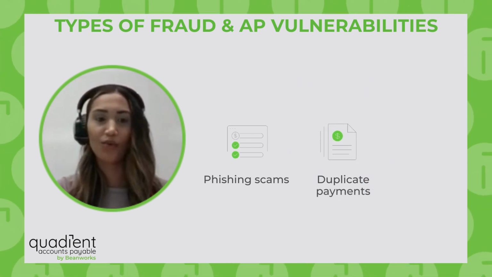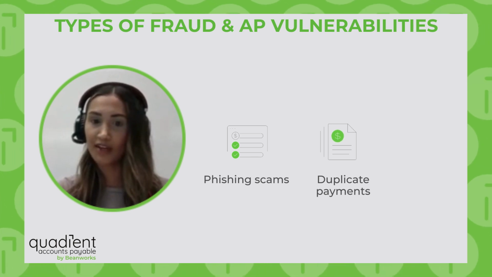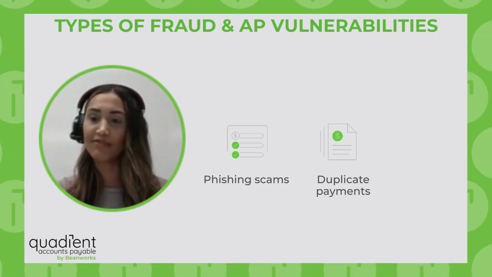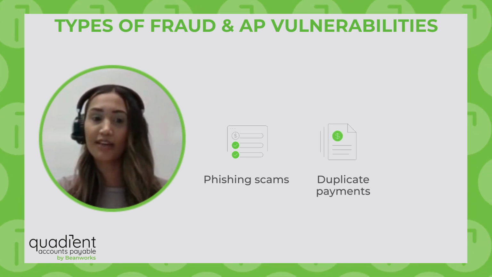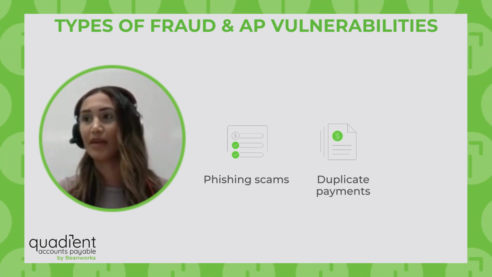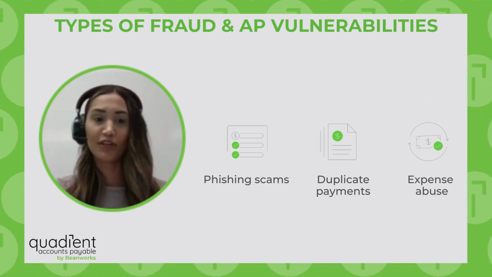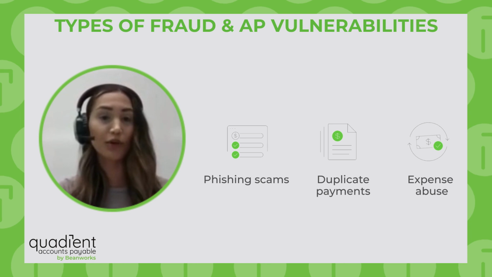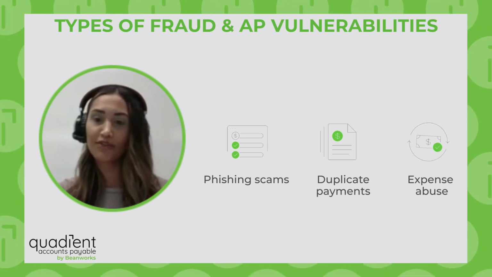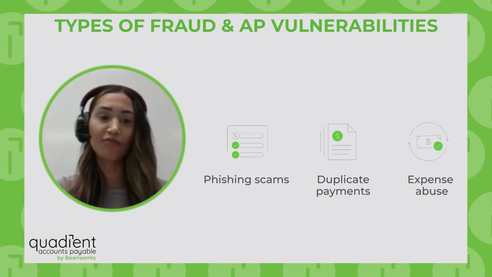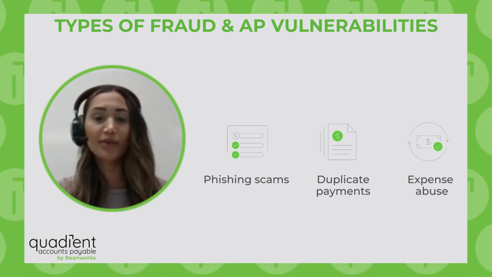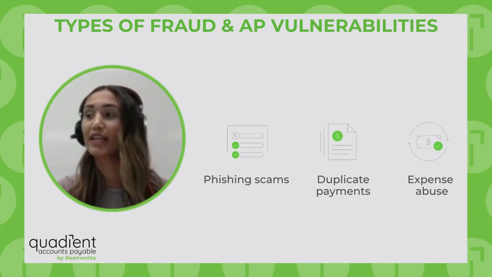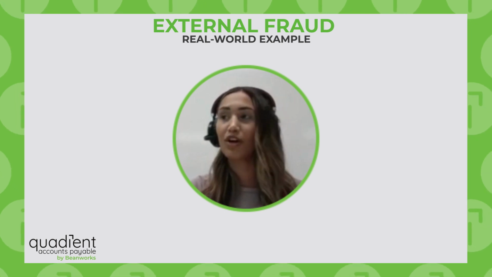Duplicate payments are one of the top payment-related pain points, according to a Lavelle Research report. Manual AP processes make it easy for a single human error to result in a vendor being paid twice for the same invoice. And of course, expense abuse. This occurs when an employee exploits a company's expense policy for personal gain. A 2022 survey conducted by the Association of Certified Fraud Examiners found that expense reimbursement fraud constituted approximately 14% of all fraud cases reported.